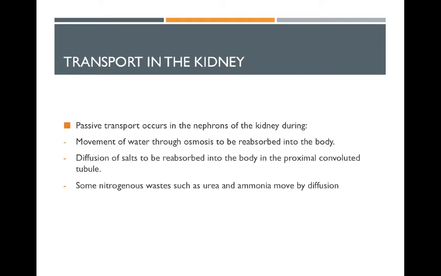So each of those different processes occurs in different areas of the kidney, okay? Movement of water through osmosis to be reabsorbed back into the body is a type of passive transport. Diffusion of salts also happens in the nephrons of our kidney to be reabsorbed by the body. That happens in what's called the proximal convoluted tubule. I'll show you a diagram at the end of this. We also do it in more detail in the next stop point. So I'll give a bit of a brief overview and then more detail in the next one.